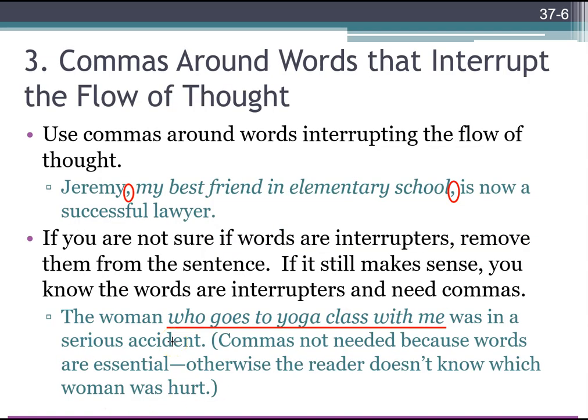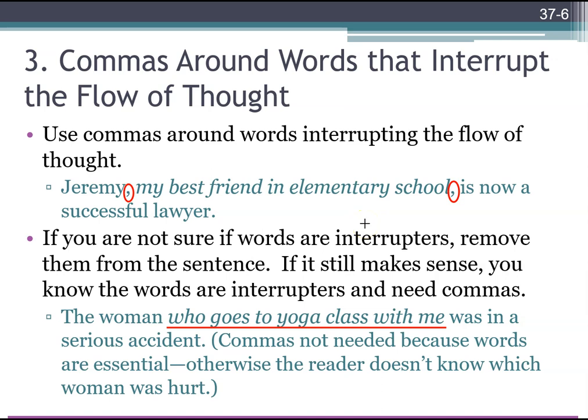A third main use of commas is around words that interrupt the flow of thought in a sentence. So here is an example. Jeremy, my best friend in elementary school, is now a successful lawyer. These words, "my best friend in elementary school," interrupt the flow of thought in the sentence, and they are non-essential, meaning we could leave them out of the sentence without changing the meaning of the sentence. We could say, Jeremy is now a successful lawyer. Do we have to know that he was my best friend in elementary school? No, we don't. So commas are placed around this phrase.